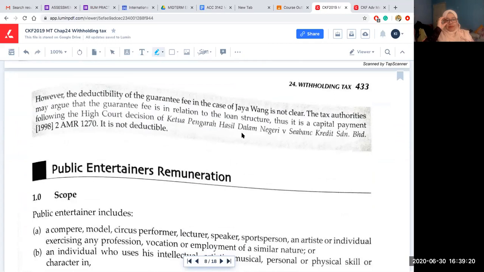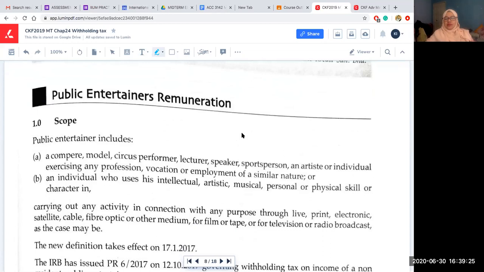Public entertainers include a compere. Compere. Here. All right, model, circus performer, lecturer, right? Believe it or not, I'm a public entertainer. Are you entertained by my lecture?